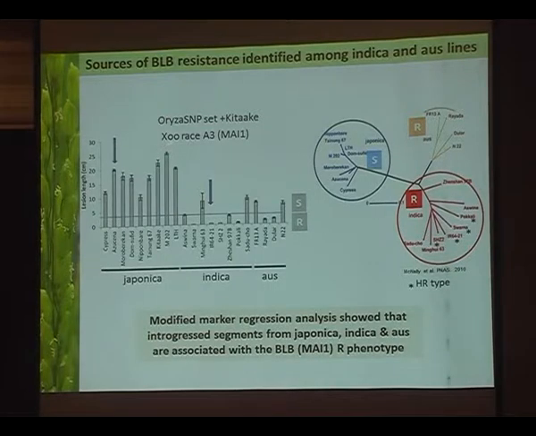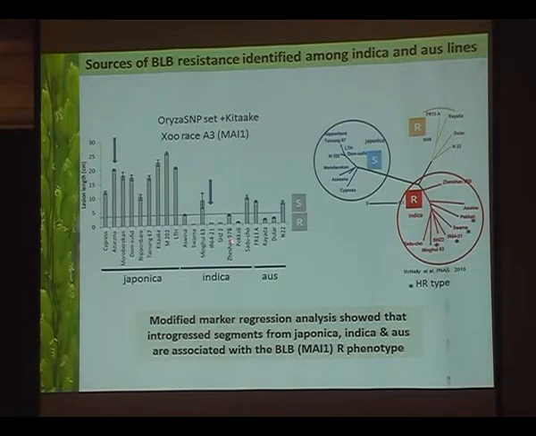We screened with one of the races from Africa, race A3, a MI1 strain, which originated from Mali. What we found is this, which represents the lesion length in centimeters, and these are the different varieties. I put a cutoff at around 4 centimeters: below this is highly resistant, and above this is highly susceptible.